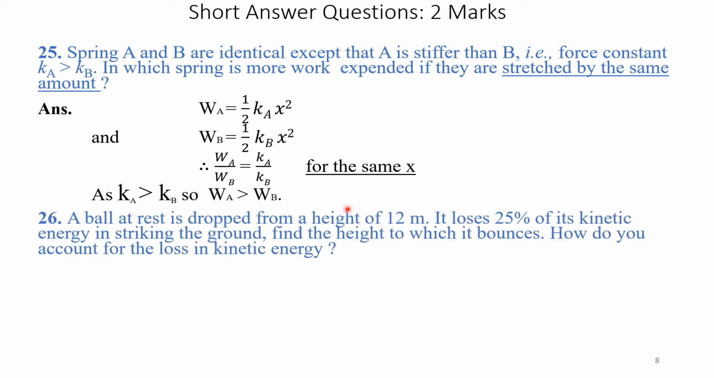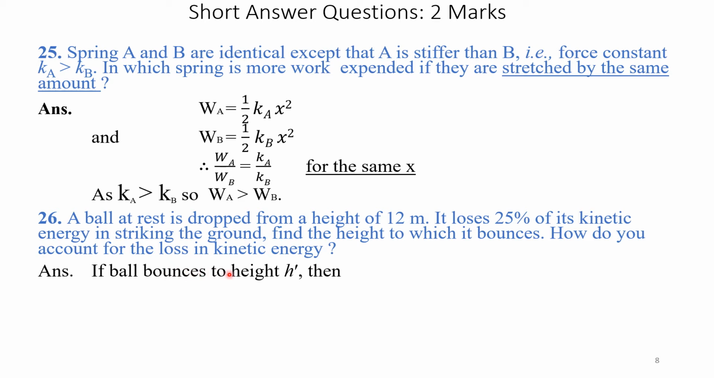That is the answer. Next question. A ball at rest is dropped from a height of 12 meters. It loses 25% of its kinetic energy in striking the ground. Find the height to which it bounces. How do you account for the loss in kinetic energy? Answer.